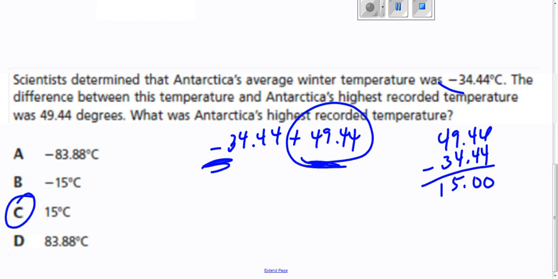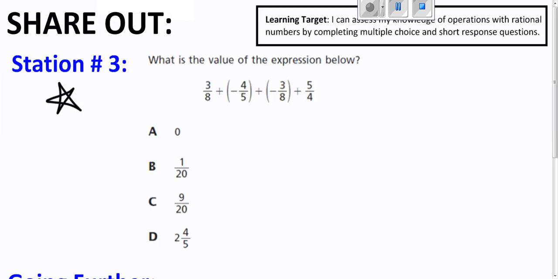If the coldest temperature is negative 34, and the highest temperature is 49 higher than that, it's obviously going to be a positive number, because 49 is bigger than 34, and it's not going to be 8388. That's way too big. So if you think about the answers and whether they make sense, sometimes only one choice even makes sense.